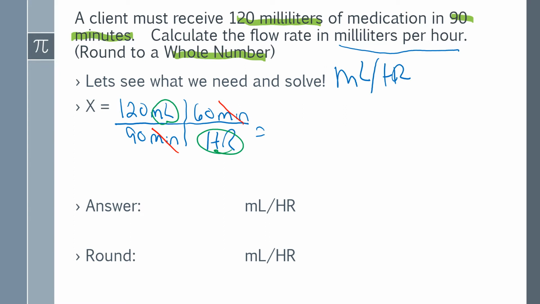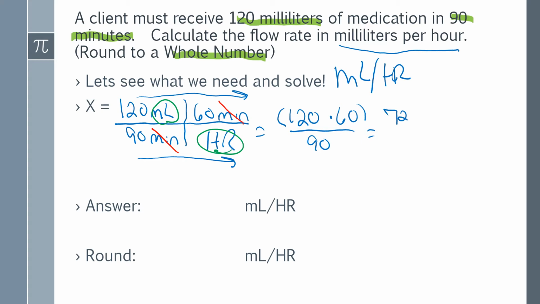So everything across the top stays on the top. Everything on the bottom stays on the bottom. So we have 120 multiplied by 60, and then we're going to divide by 90. When we do the math on that problem, it's going to give us 7,200 divided by 90. Oh, but wait, that's some big numbers and a lot of zeros. And I will tell you, when you start getting into more complex problems, those zeros are a common error when you're putting it in the calculator.